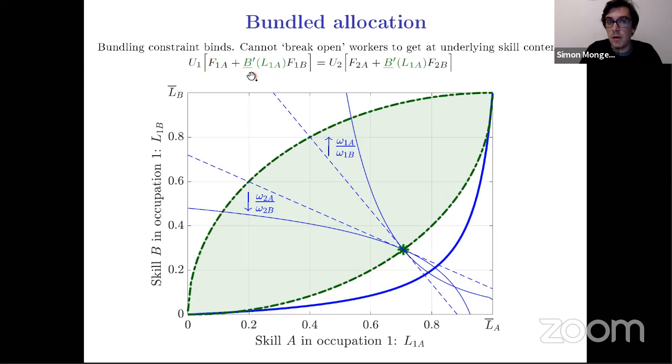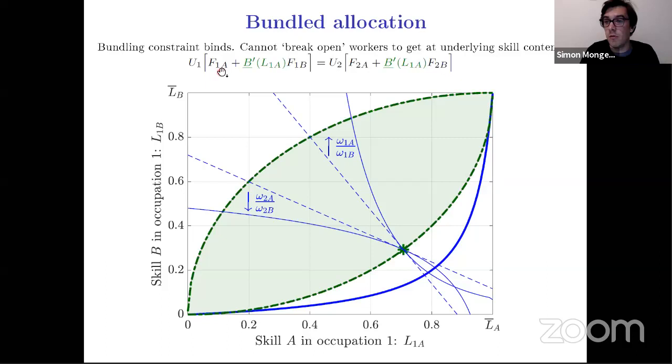Once you substitute out the multiplier and the bundling constraint, the equilibrium condition that pins down this allocation, the first order condition of the planning problem, is intuitive. Right. So consider increasing the allocation of skill A to occupation one. To increase the allocation of skill A to occupation one, the only way to do that is by moving an additional worker from occupation two into occupation one. This is the net output associated with that worker. This is their marginal product in terms of skill A. This is their marginal product in terms of skill B.